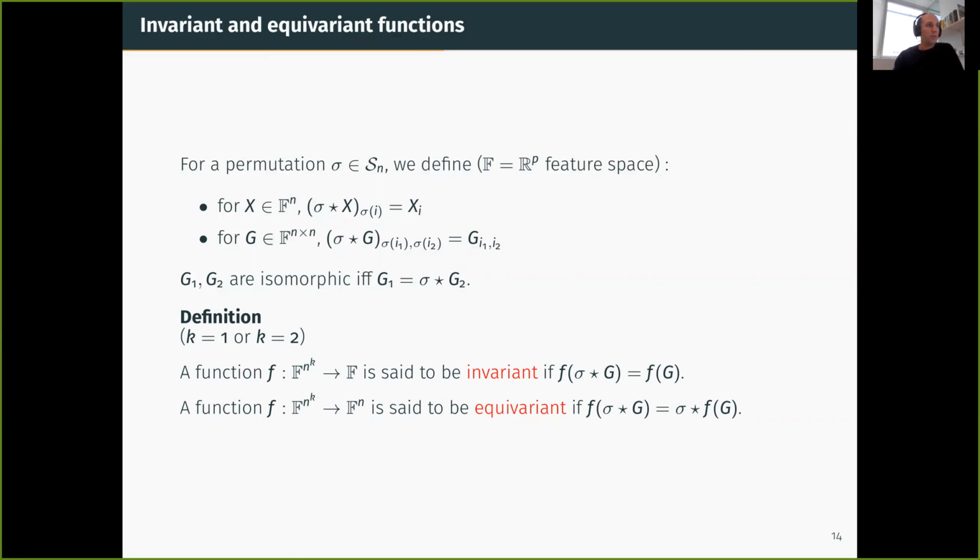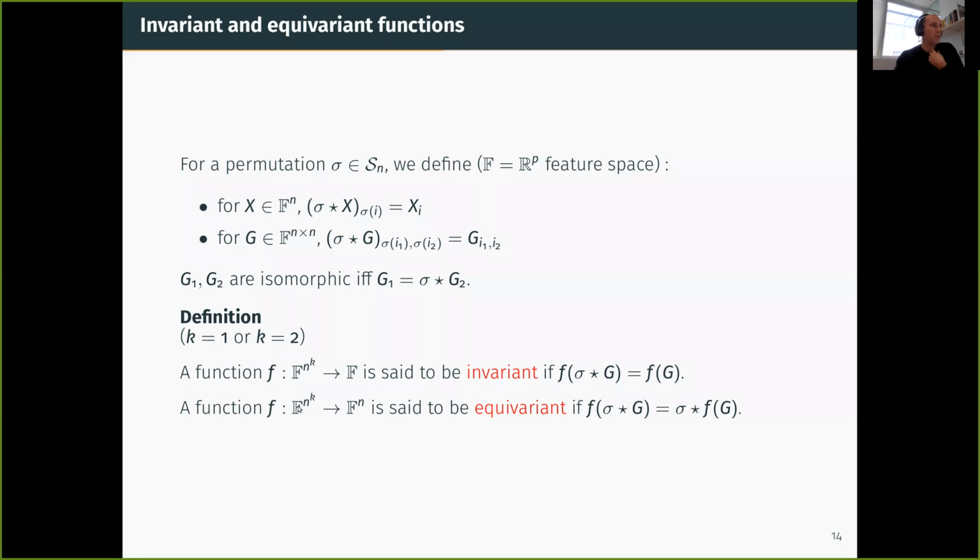And the functions I'm interested in are either invariant, meaning that if I permute the rows and columns of the input, it will not change the output. So this is the invariant case. I'm also interested in the equivariant case.